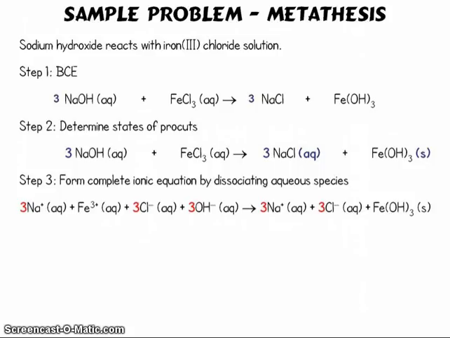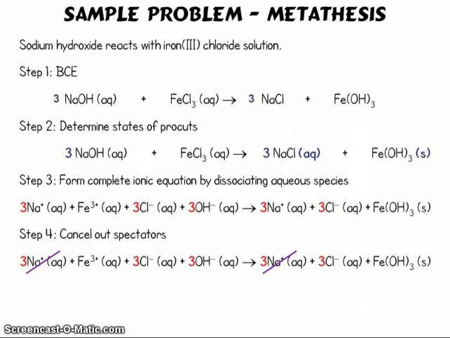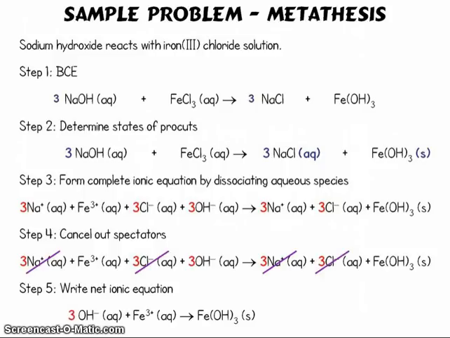We form the complete ionic equation by dissociating all the aqueous things. Sodium hydroxide, iron 3 chloride, and sodium chloride all dissociate. Again, carrying out coefficients to each member, and any subscripts are added into the coefficient as well, or multiplied into the coefficient. Next, we're going to cancel the spectators. The sodiums are gone, the chlorides are gone, and all that remains is iron and hydroxide. So my net says that 3 aqueous hydroxide ions react with an iron 3 ion to produce FeOH3 solid.